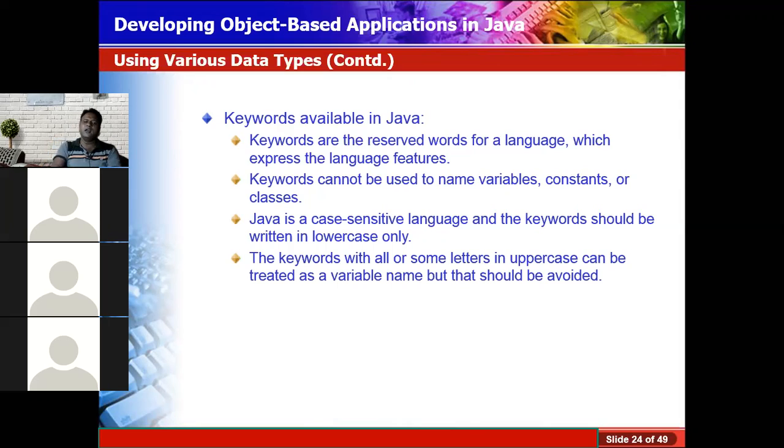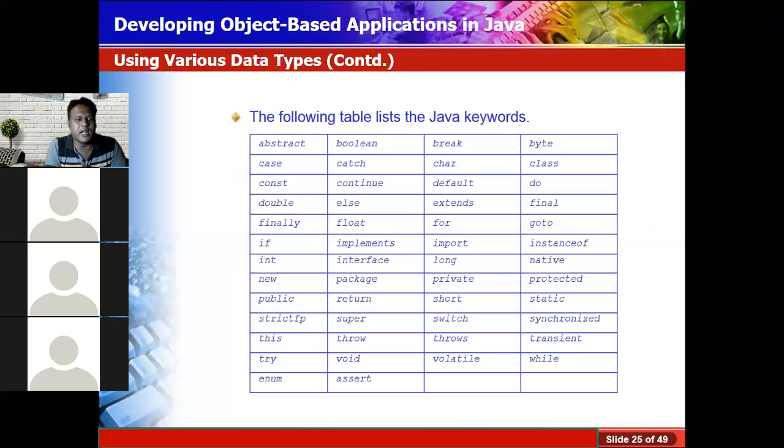A keyword with all or some letters in uppercase can be treated as a variable name, but that should be avoided. So whenever you want to give a name in Java, like a name to a variable or a function, don't give a name which is similar to a Java keyword. So what keywords are available? These are the list of keywords available.